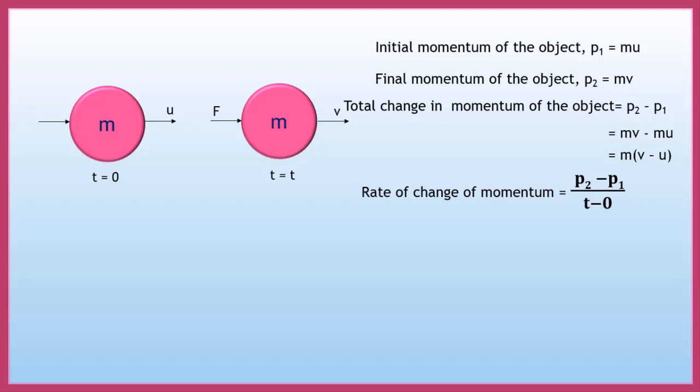Now I will calculate the rate of change of momentum, and rate here means any physical quantity when it is divided by time. If the physical quantity is talked about in terms of time, we call it the rate of that physical quantity. So same, I will put p2 minus p1. What is the final time? Small t, and initial time 0. So here I have put t minus 0 in the denominator. We have the values, so put the values in the formula, that is m(v minus u) by t. So t minus 0 will give you t only.